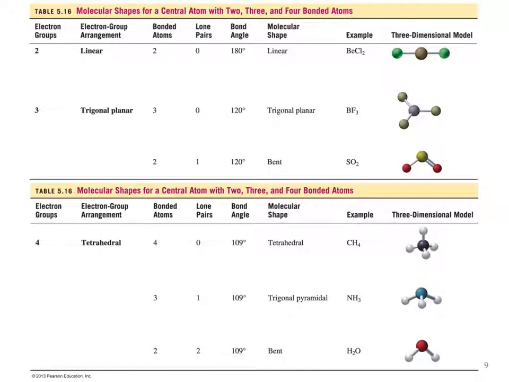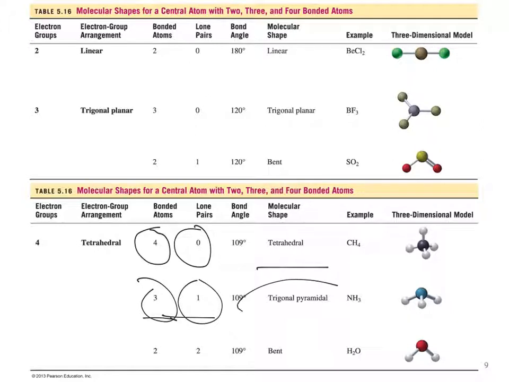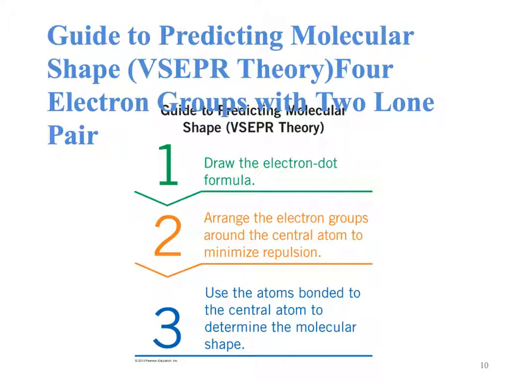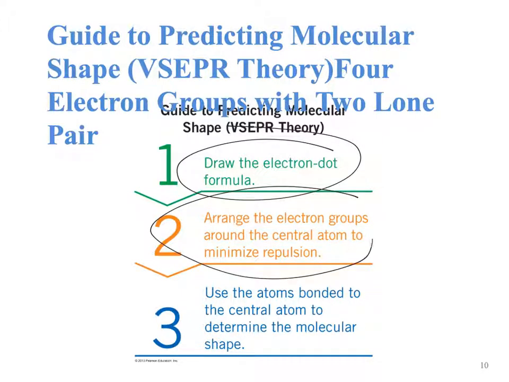So we're going to use this table. If we have four groups and 0 lone pairs, this is the shape. Four groups where 3 are bonded and 1 is not, this is the shape, and it keeps going. This table over here will help us predict the shape of the molecules. So the first thing when we are answering these problems is to draw the electron dot formula, arrange the electrons around the central atom, and count the groups, bonding and non-bonding, and then refer to the table.